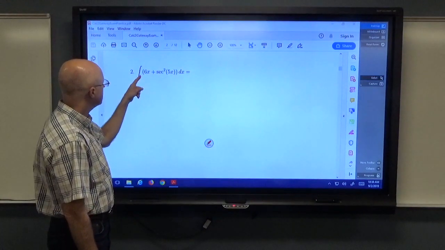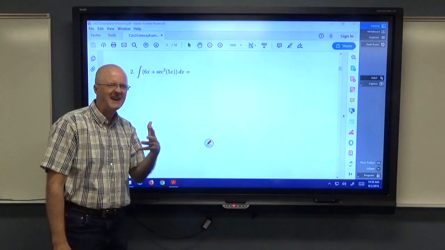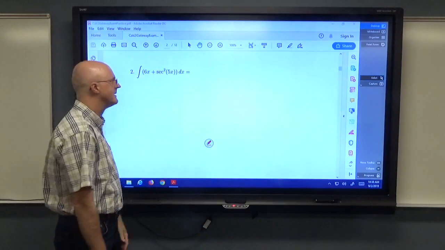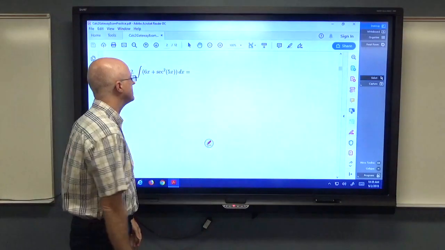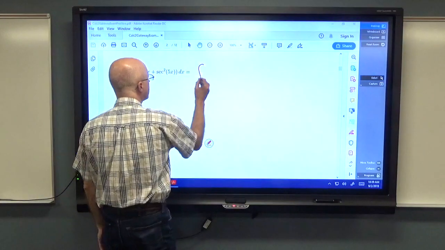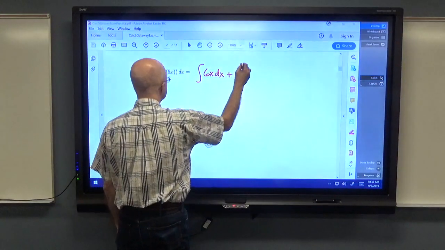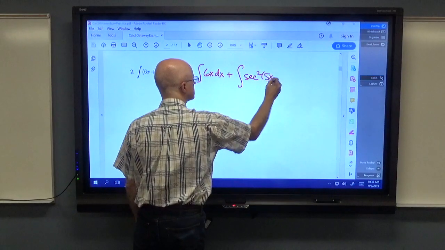First of all, you've got the integral of the sum of two things. Integrals are linear, the linearity property, just like derivatives are. The integral of a sum is the sum of the integrals. It's a little funny with indefinite integrals because at the end you always just tack on the plus c, but don't worry about it. So we can write this as the integral of 6x dx plus the integral of secant squared 5x dx.